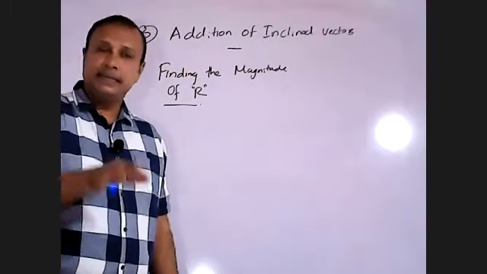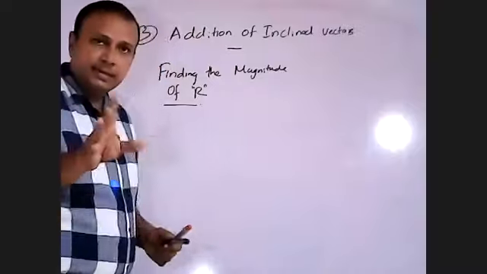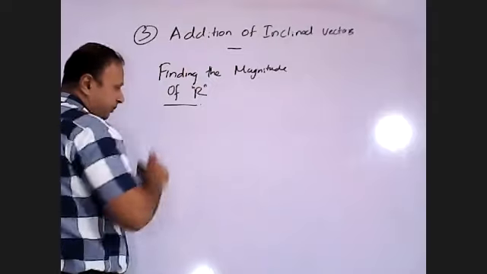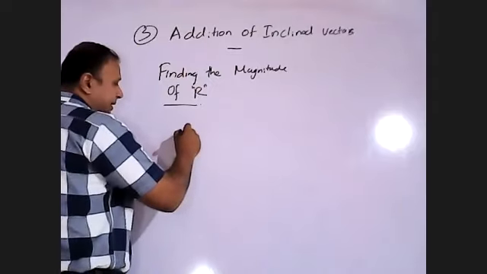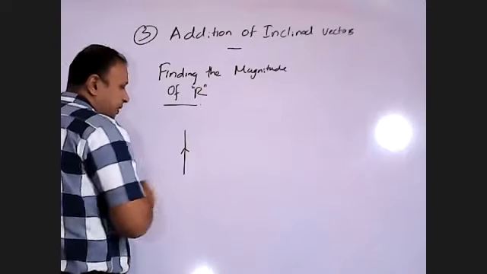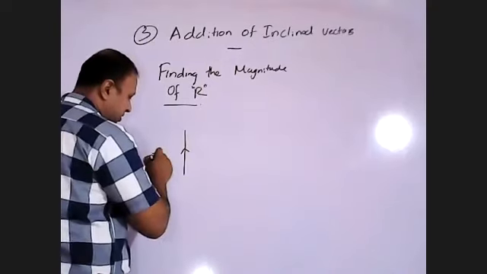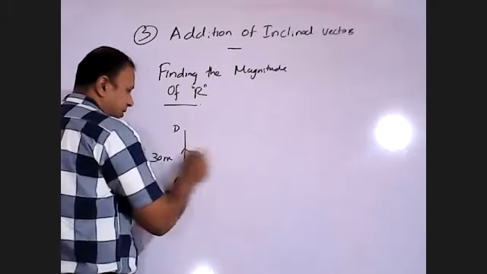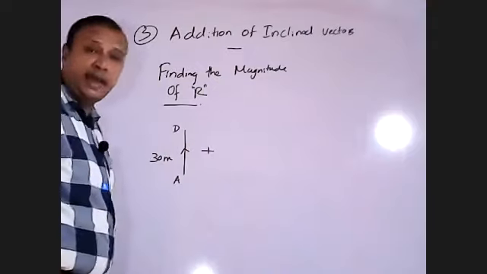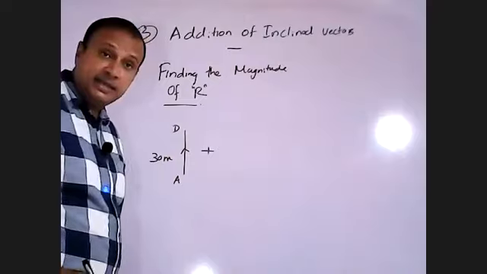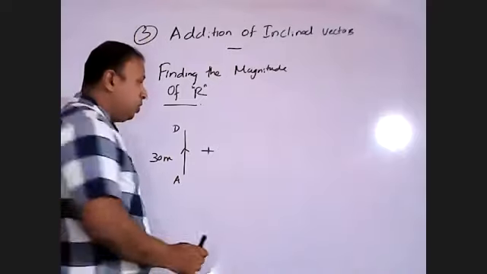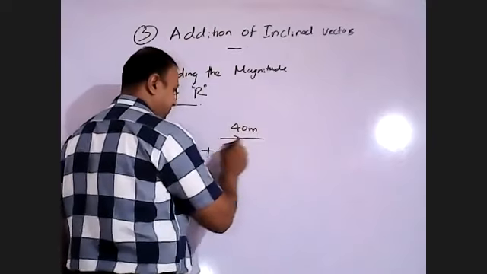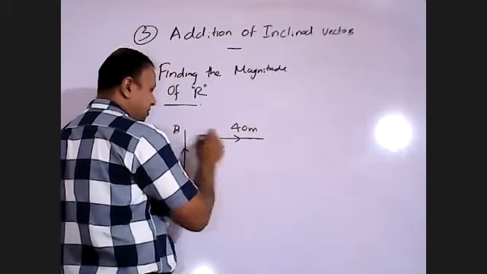Length of AD. Suppose this example. Suppose here there is a displacement towards the north direction, 30 meter. This is AD. And you have to add another displacement towards this direction, which is equal to 40 meter. CD. A, B, C, D.